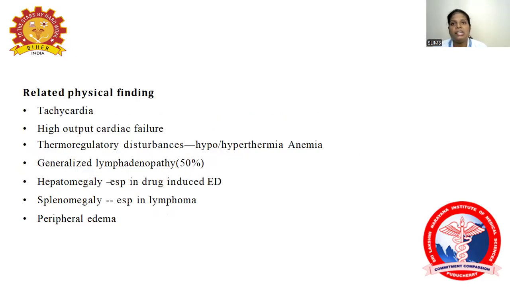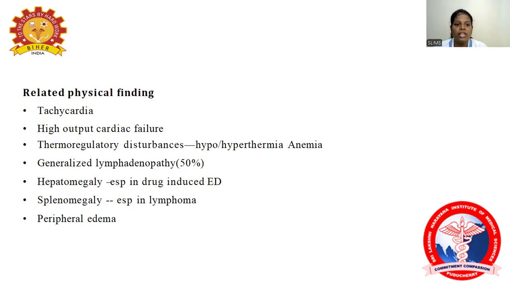So, what are the related physical findings? As I told previously, constitutional symptoms like tachycardia, high output cardiac failure. Tachycardia is increase in heart rate. High output cardiac failure, thermoregulatory disturbances like poikilothermia, they will say. What is poikilothermia? It is an inability to regulate core body temperature with the external environmental temperature, which can be hypo or hyperthermia. Anemia is present.